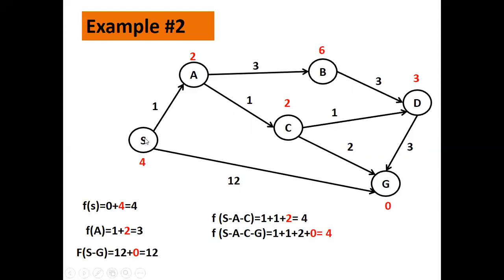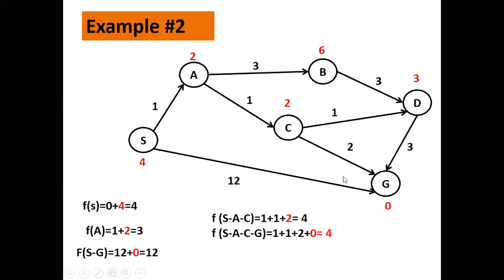Then from S, if you go to A, what is the cost of A? The actual cost from S to A is 1, and the estimated cost of A to reach the goal state is 2. So the total cost is 3.